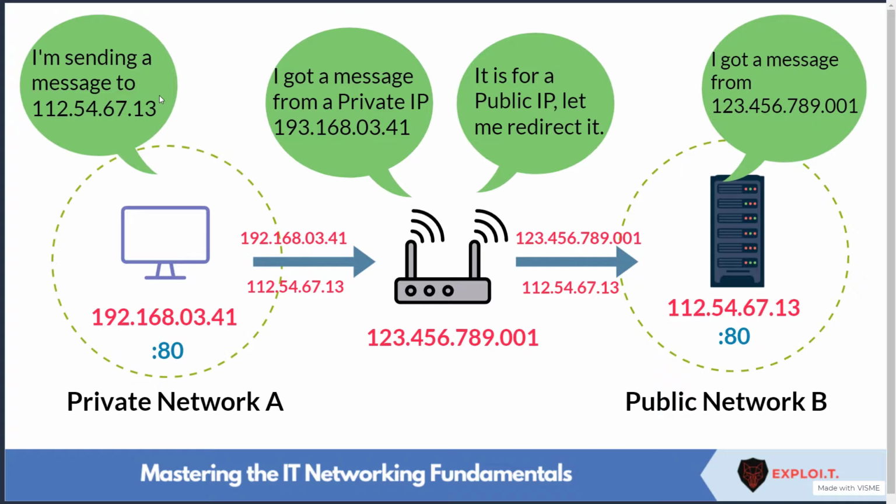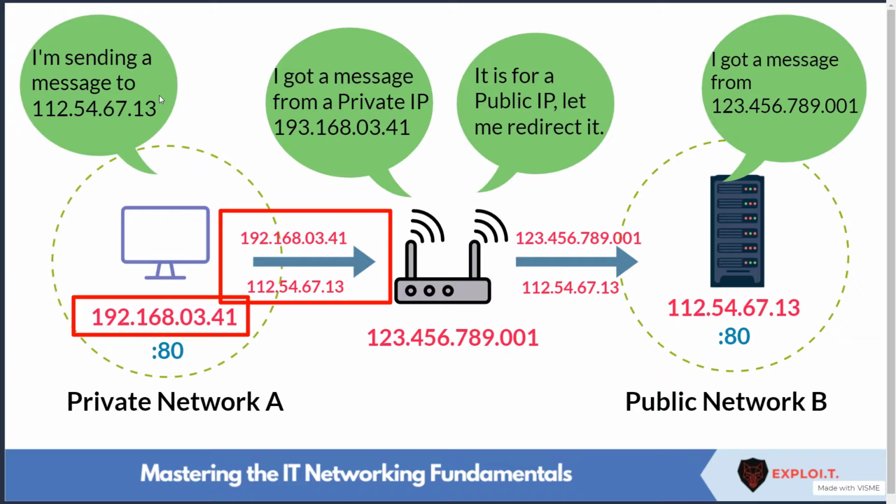So in the first step, the PC wants to search anything on YouTube. So let's say it wants to search for how to learn networking fundamentals. In this case, it is sending a message to the public network or the public server. So it is saying, I am sending a message to 112.54.67.13. That is the IP of the public server. And then the request goes out of the private network, while the sender's IP address is 192.168.03.41 of the PC, and the receiver's address or the destination address is 112.54.67.13.